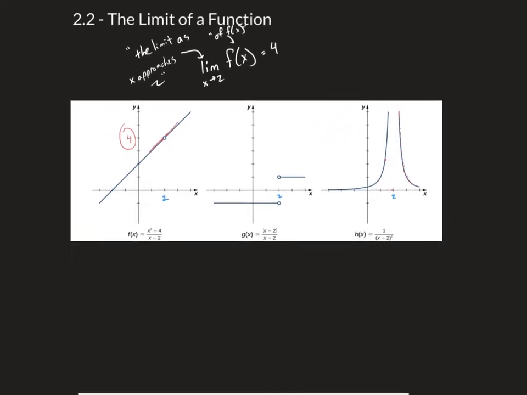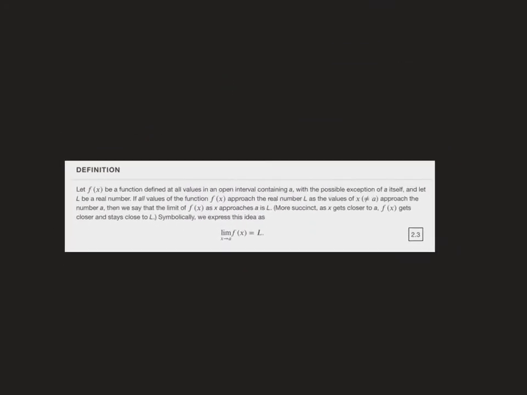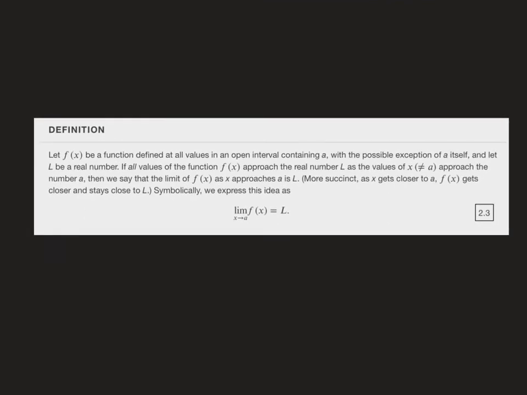Okay, so now let's scroll down here and zoom in a little bit. There we go. So here we have our formal definition from our text of limit. It says let f of x be a function defined at all values in an open interval containing the number a, with possible exception of a itself. So that means that it doesn't matter what's happening at exactly 2.